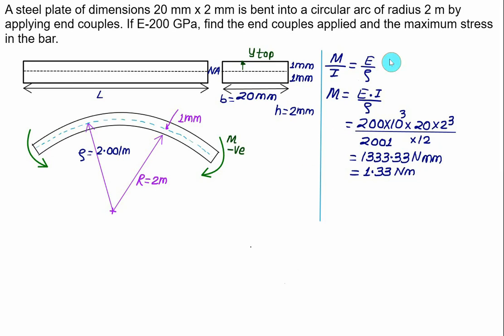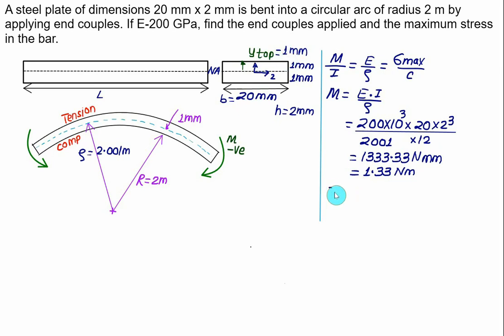In addition to this, we want to calculate the maximum bending stress. Maximum bending stress will be either on the top or on the bottom. Maximum bending stress will be tension on the top fiber and compression on the bottom fiber. And we have the flexure formula M by I equal to E by radius of curvature, the same as sigma maximum divided by C. Here the value of C for the top and bottom fiber is equal to 1 mm.